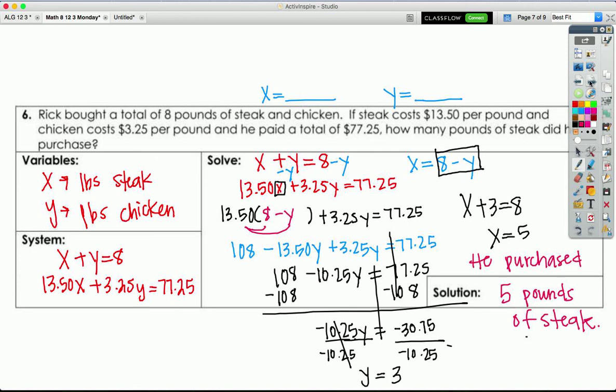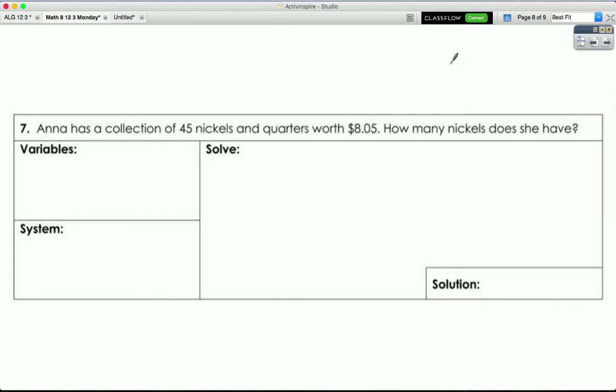Okay, last question, guys. This is the one that in the beginning kind of stumped some people, so pay close attention. It has a collection of 45 nickels and quarters worth $8.05. How many nickels does she have?